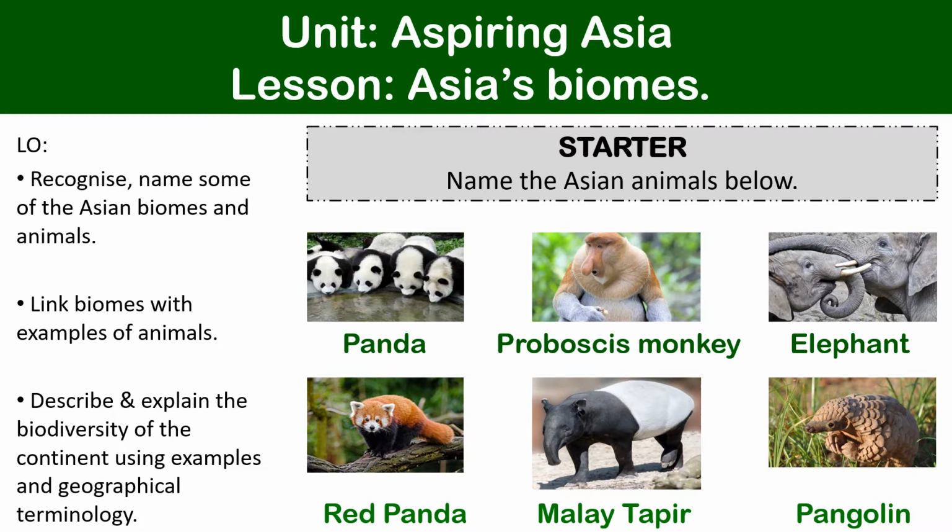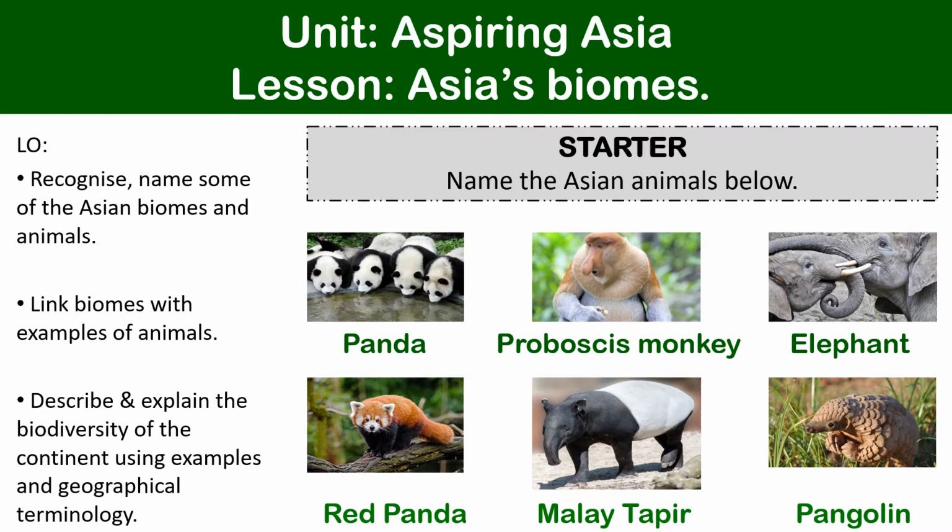And we can tell the difference by their ears. Indian elephants have much smaller ears, and actually African elephants have ears that almost look like the continent of Africa. They are that type of shape. We have the red panda, which is also native to China, and the Malay tapir, which is native to Indonesia, and we've got the pangolin.